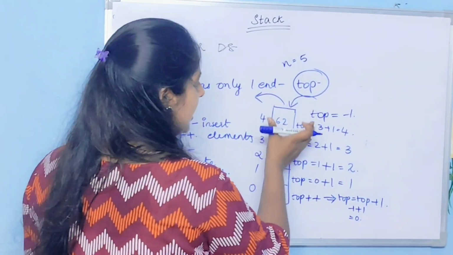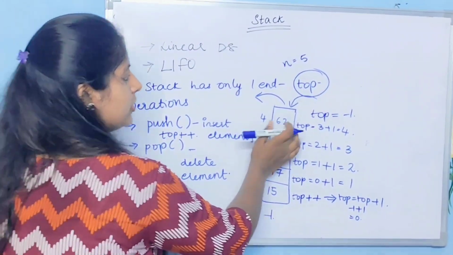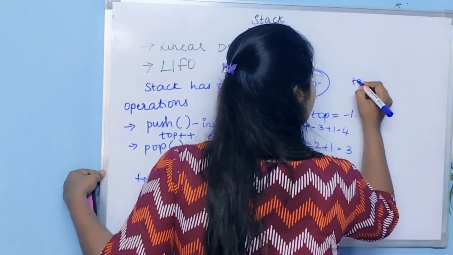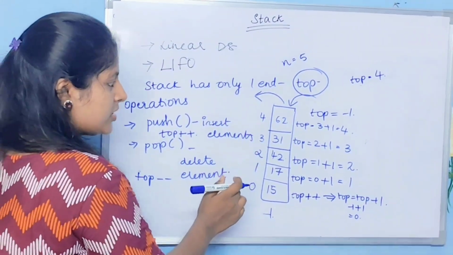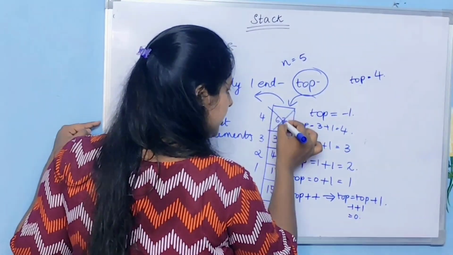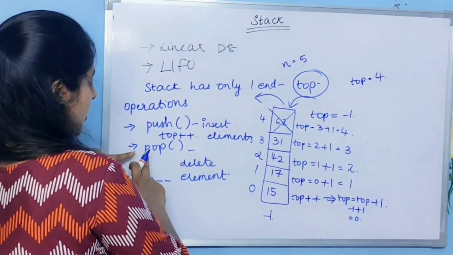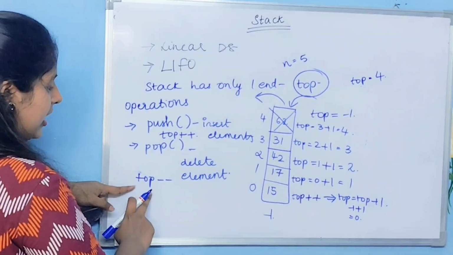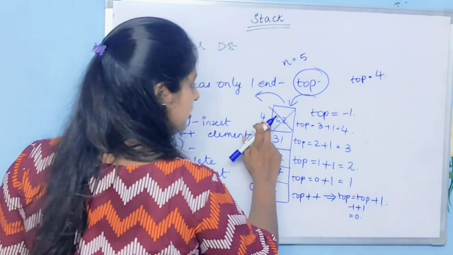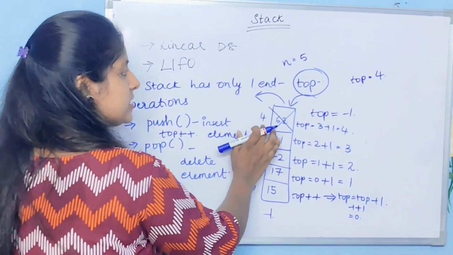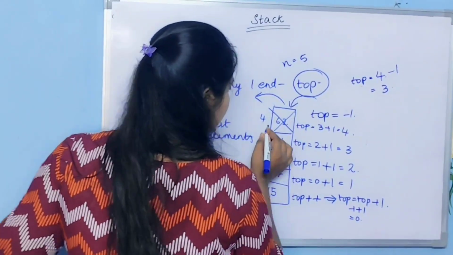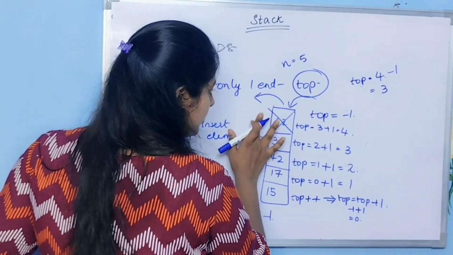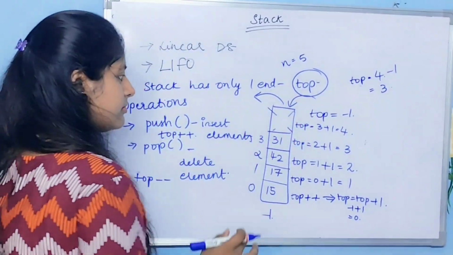Now, what is the last added element? 62. What is the top? 4, right? N minus 1. So you want to delete this element. You have deleted this element. Each time when I try to pop elements, top value is decremented. What is my top value at this point of time? It's 4. And what is 4 minus 1? It is 3. After deletion, what is the top value? This one. This is deleted.